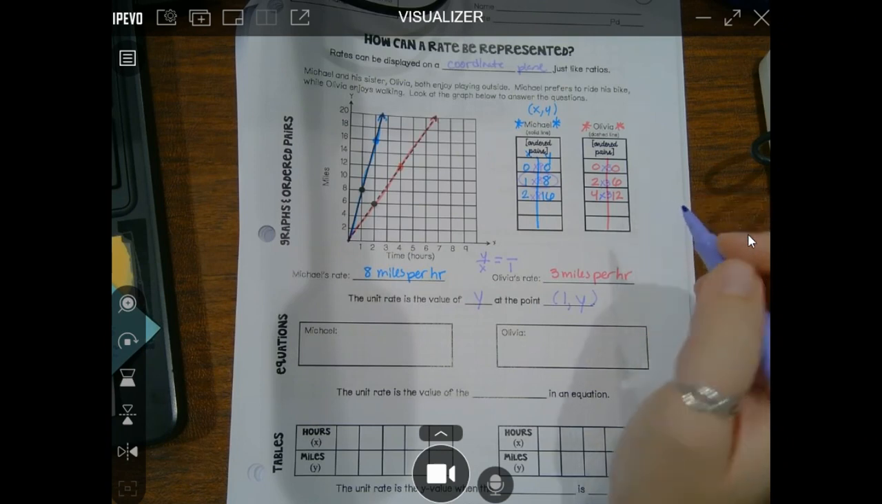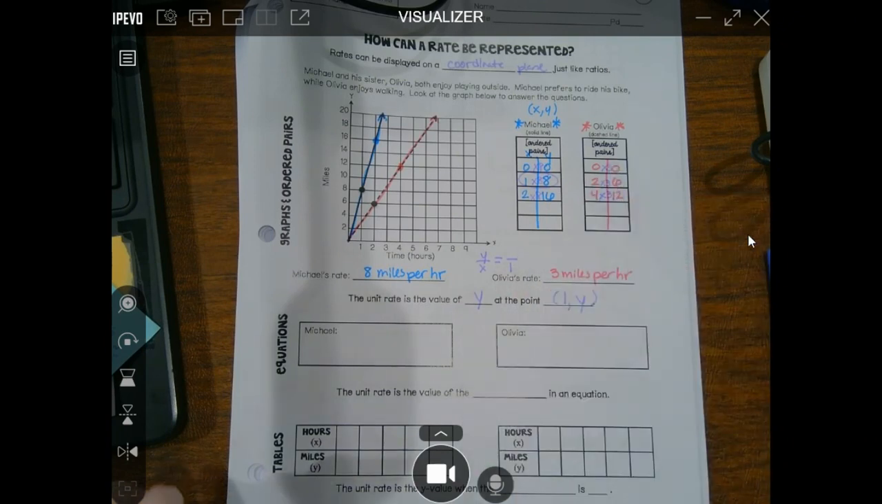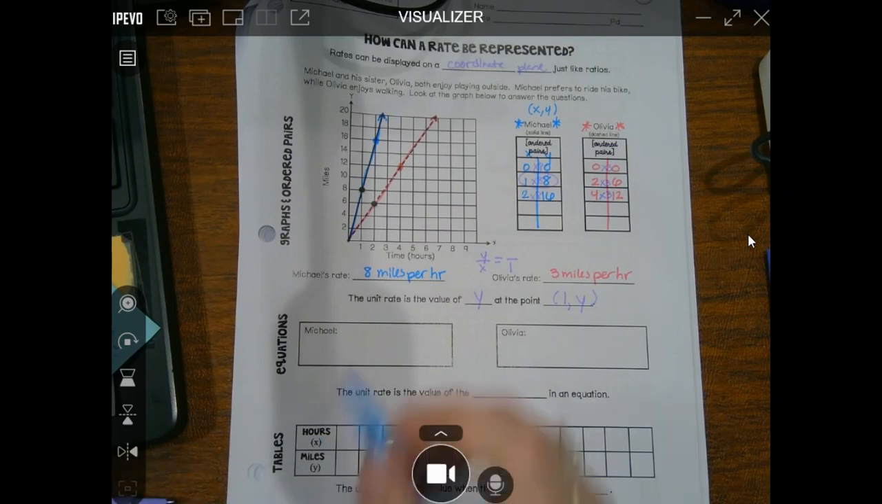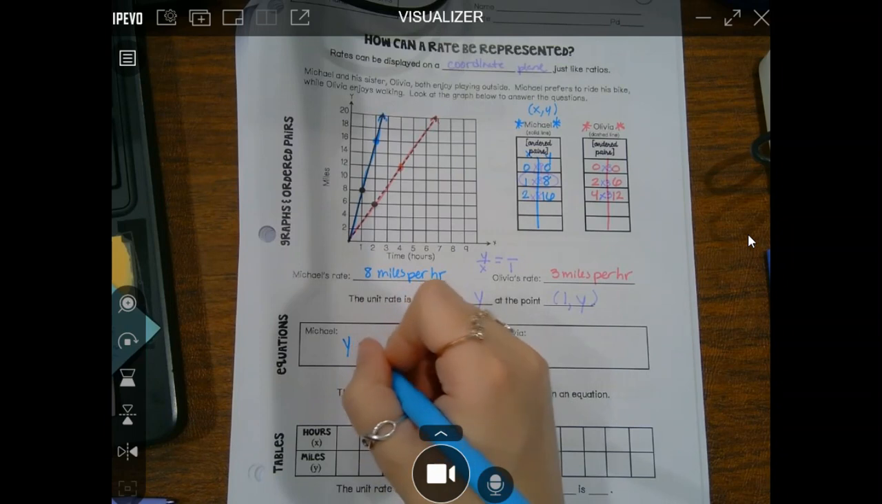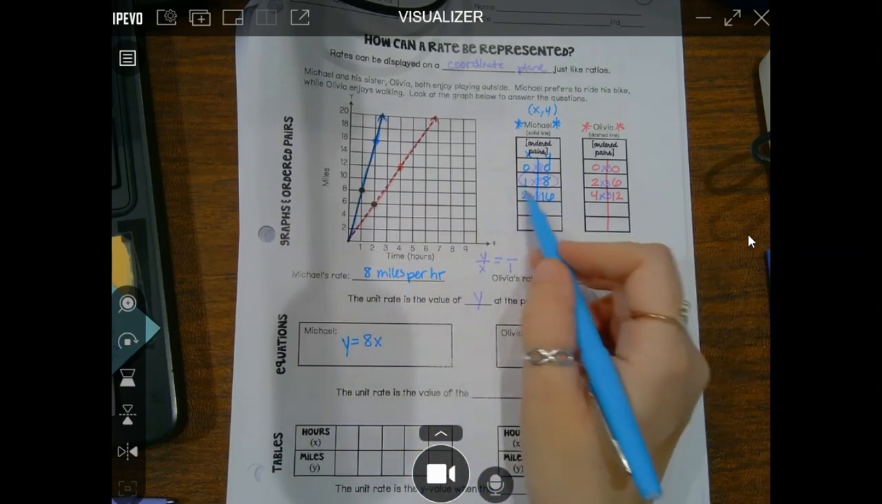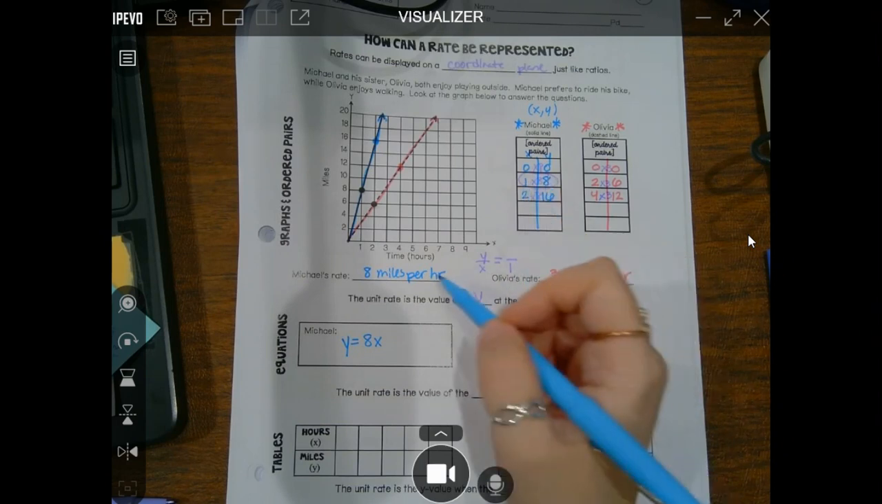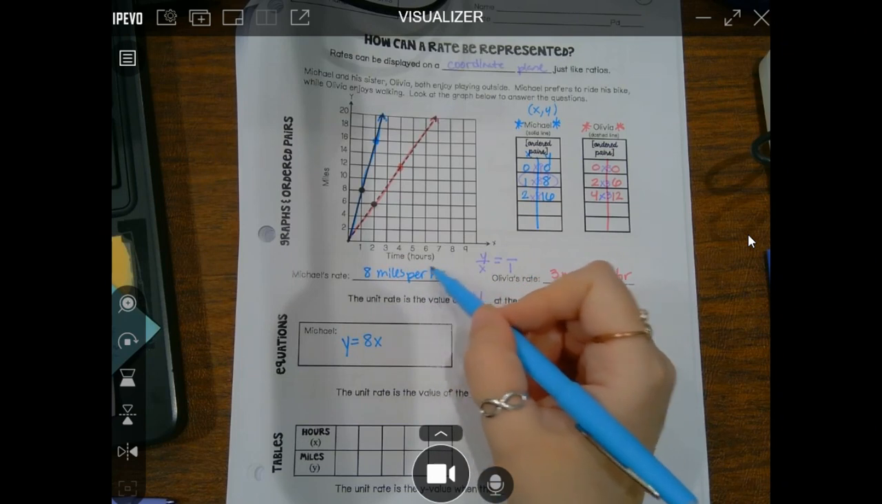So for Michael, that one's pretty easy, right? Okay, Michael's is what? Yeah, 8x. And you're like, okay, I could figure that out here. When x is 1, y is 8. Or I could have seen right here, 8 miles per 1 hour.